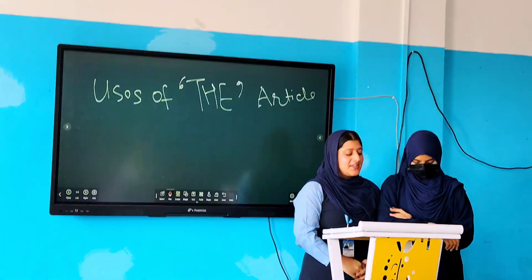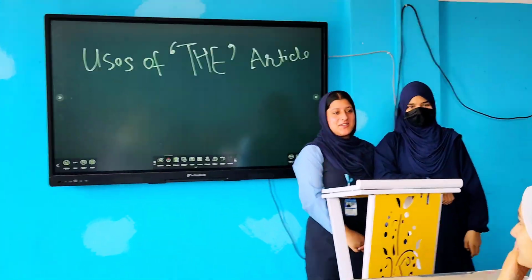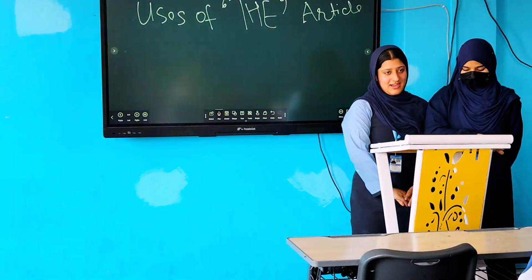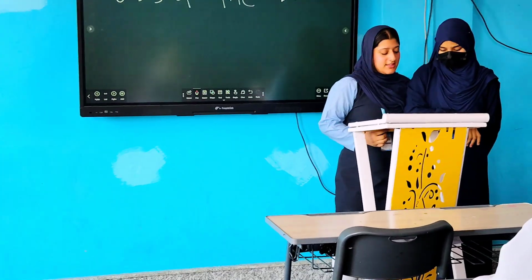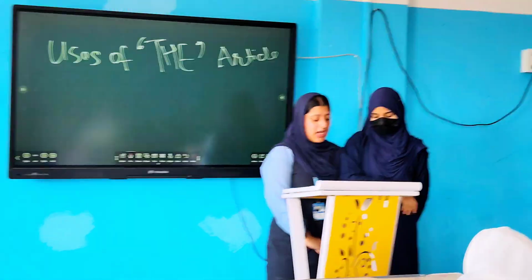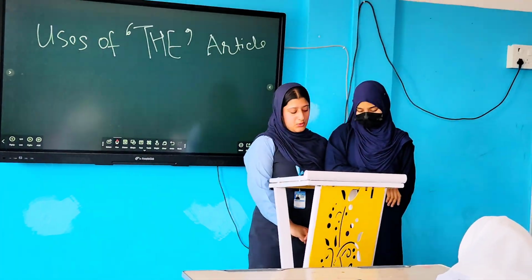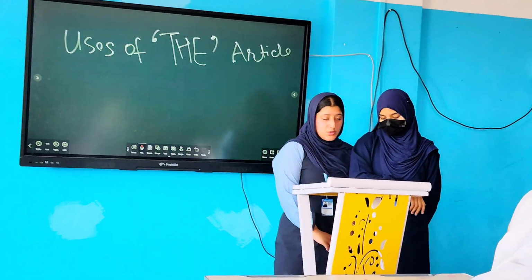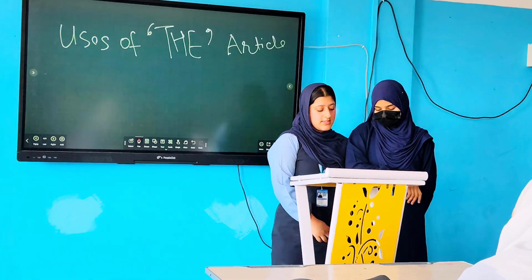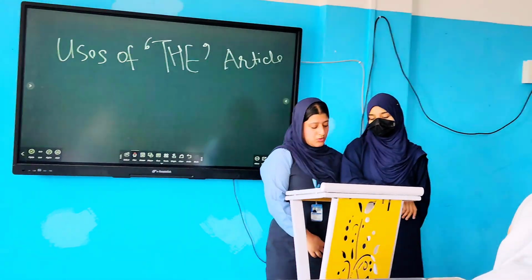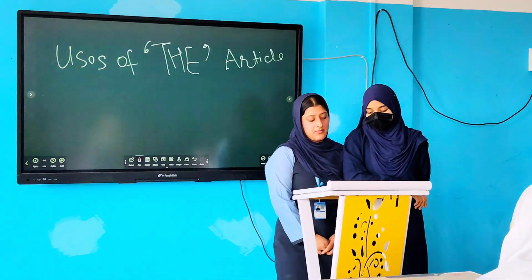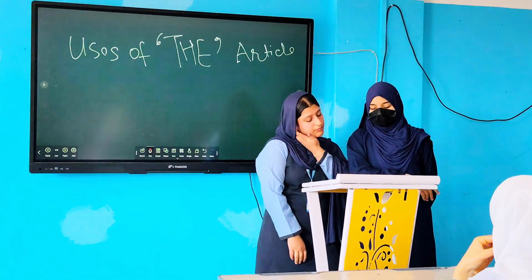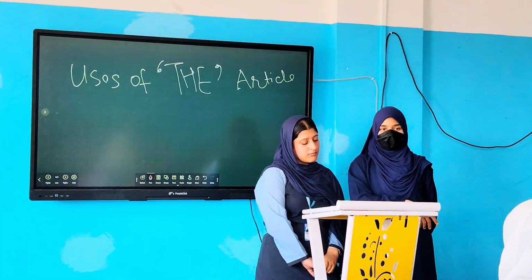Good morning, everyone. Today we are presenting the use of the article. The article is used before a noun to make the meaning specific and particular. So what is 'the'? 'The' is used before a noun when the noun is specific and already known to the listener or reader. We use 'the' before the names of newspapers and books. Example: I read the Times every morning. Have you read the Times?